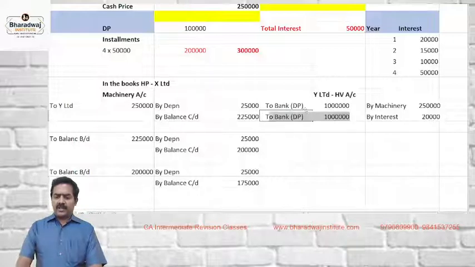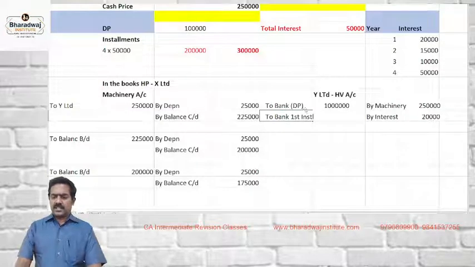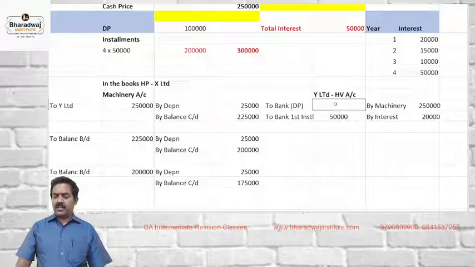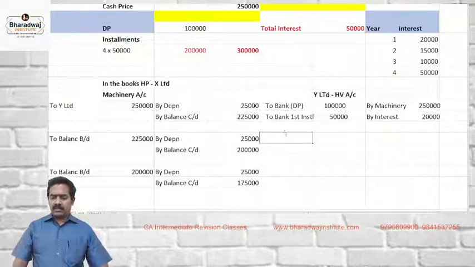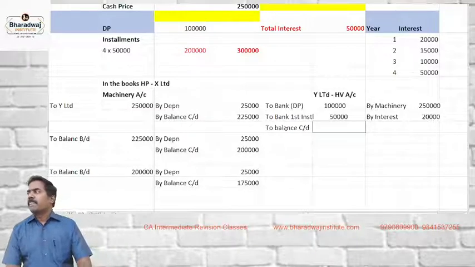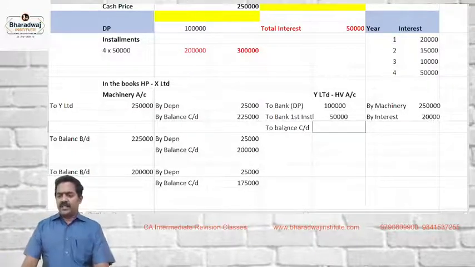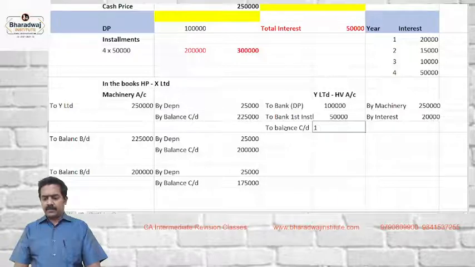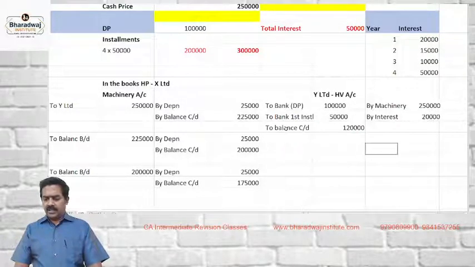Again, we make payment at the end of the year to bank. First installment. What is the first installment? 50,000. Don't add interest. That 50,000 included what? Interest. So 1,50,000. Balance will be to balance carry down. What is the balance carry down? Tell me first. 2,70,000 minus 1,50,000, balance carry down is 1,20,000.